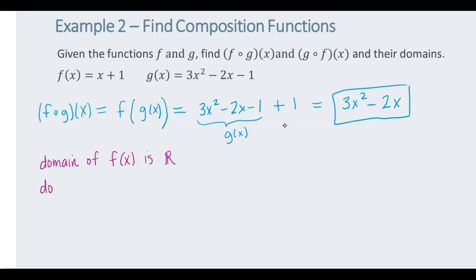And similarly for g of x, the domain is also all real numbers. So we don't have any restrictions on the two original functions, and when we combine them, we're also getting a polynomial. So the domain here is just going to be all real numbers. We don't have any restrictions, so we can plug any x value into these functions.